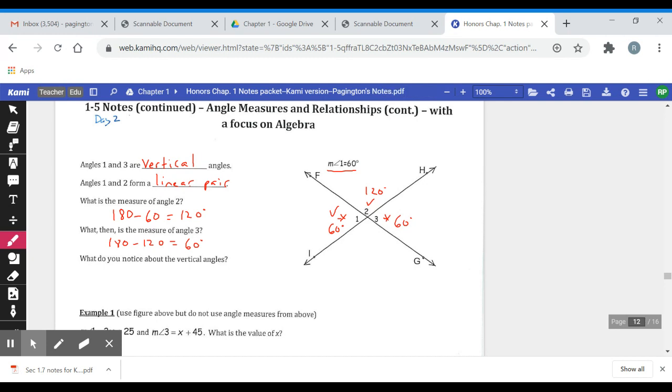And now it's saying, what do you notice about the vertical angles? So therefore, these vertical angles are congruent to each other. And vertical angles are always going to be congruent to each other. So they are congruent. Remember, congruent is that equal sign with the squiggly on top. All right, so let's move on to example 1.